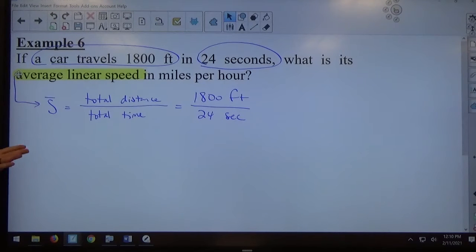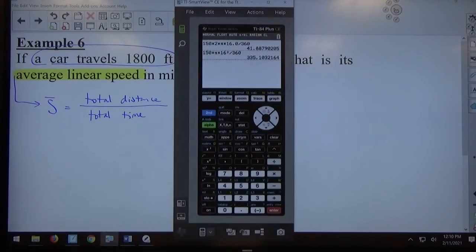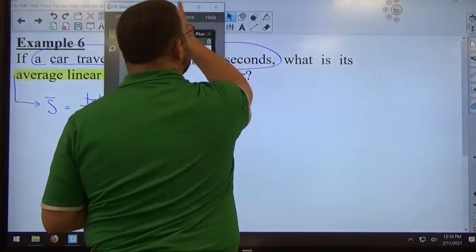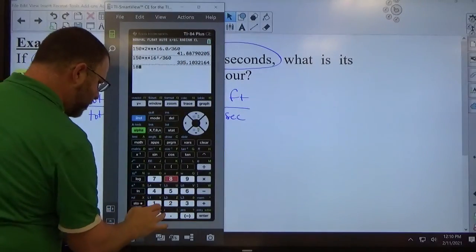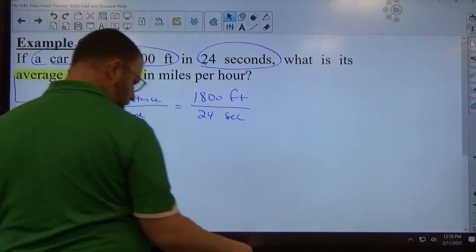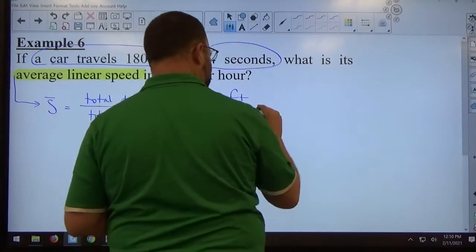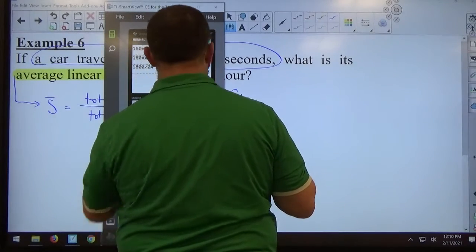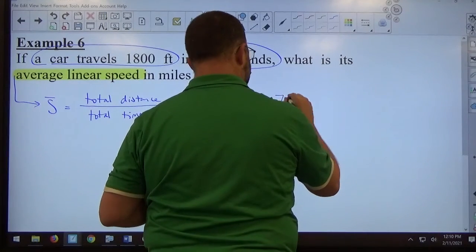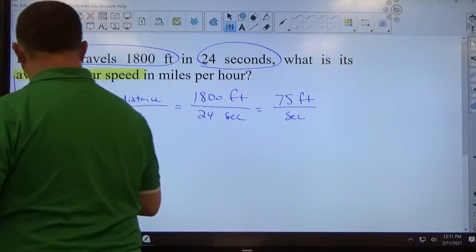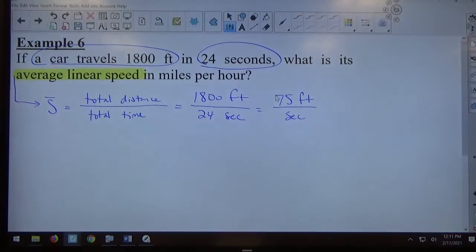All right, so first thing I want to do is get the answer. If I divide 1,800 by 24, 1,800 divided by 24 comes out to 75. So this car is traveling at a speed of 75 feet per second. And if it says, what's the average linear speed of the car? Done. Because that's the average linear speed of the car.